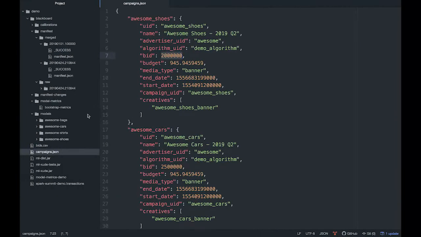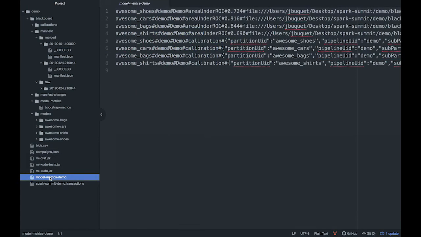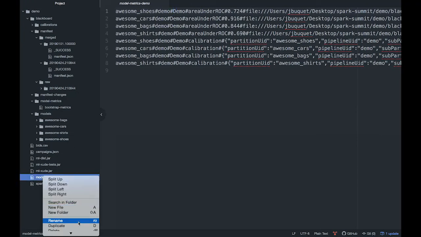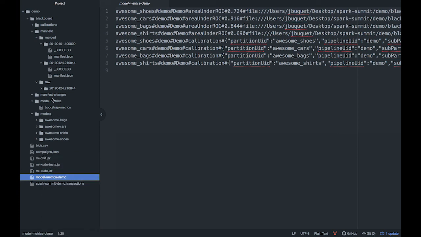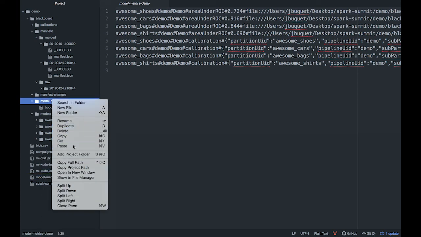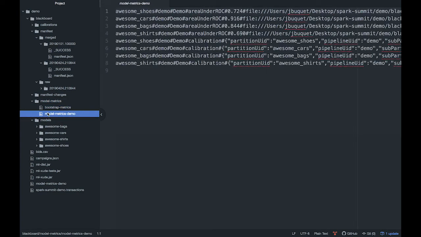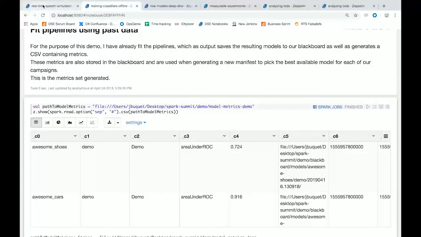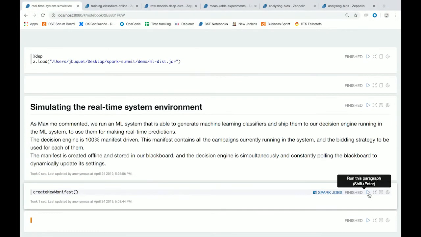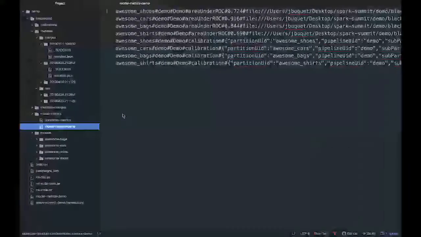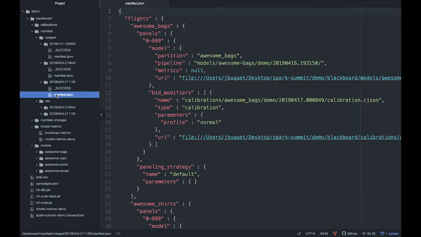In this case, I'll show you, I have my CSV here. It's not actually CSV because we use this as a separator, but it's okay. I'll drop this file in my Blackboard, and I had some bootstrap stuff here because our infrastructure would fail if there's nothing there. I just add this, and what I can do now is create a new manifest. This new manifest will pick up these metrics and pick the best classifier that we can get from our Blackboard for each of our campaigns.